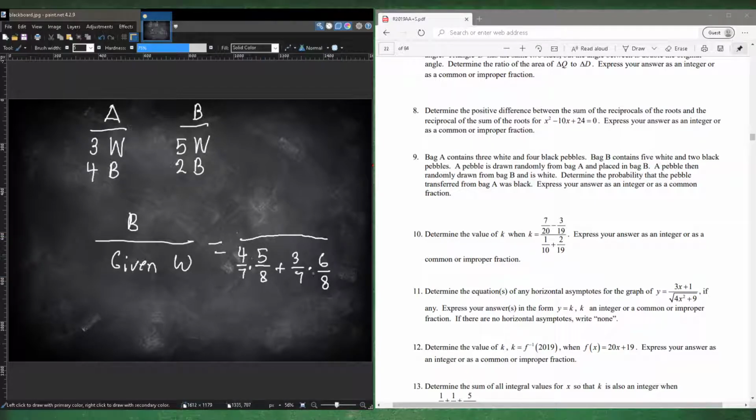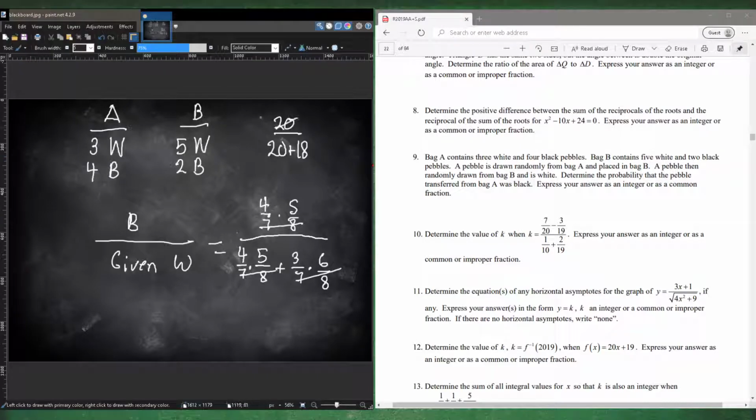Out of those two possibilities, which one has the transferred pebble black? Well, it was only this one. So that's just 4 out of 7 times 5 over 8. And now we could do some math. We see 7 and 8 on the bottom of everything, so we could just cancel those out. So 4 times 5 is 20. And this one's also 20. And this one is 18.